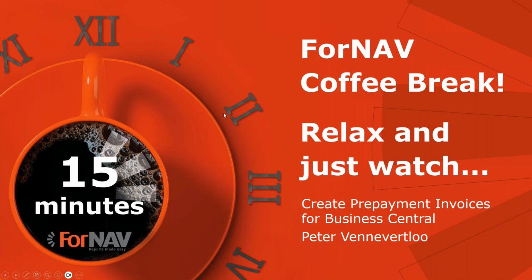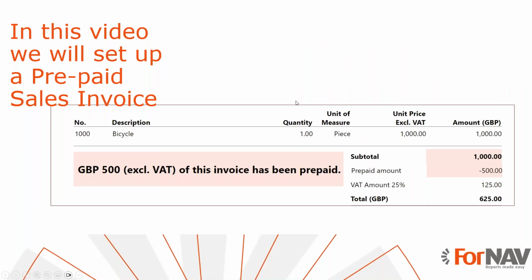Now for real. In this video, we will set up a sales invoice so that it will display a prepaid amount in a pleasing manner. The default 4NAV sales invoice will display all the lines in an invoice, including the general ledger lines for the prepayment. And this can be confusing.